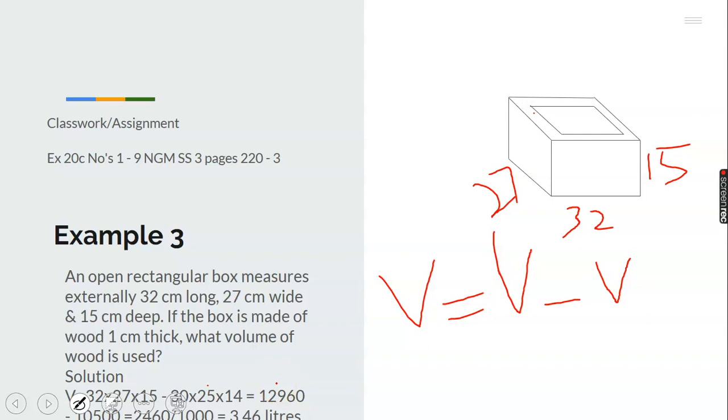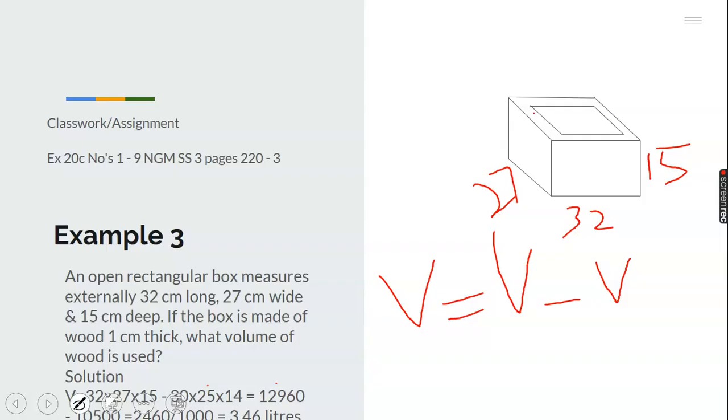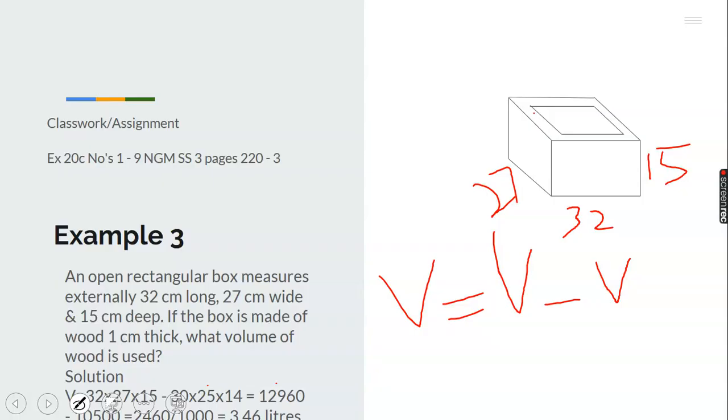Then when we multiply that, we will have 12,960 minus 10,500, and this will give us 2,460 centimeter cube. But because we are converting it to liters, we divide by 1,000. And this will be 2.46 liters.